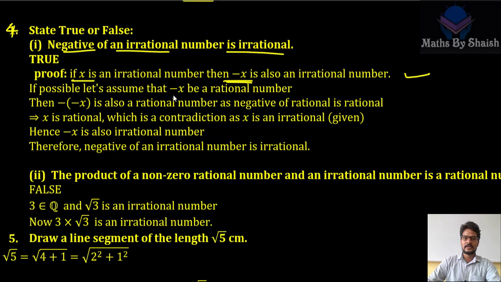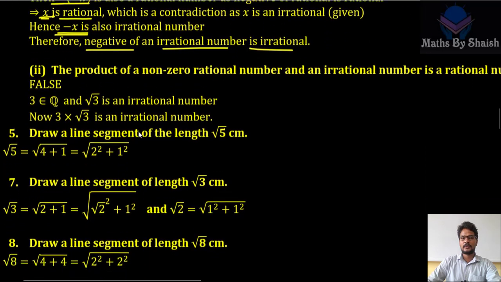So if possible, let's assume minus x is a rational number. The negative of a rational number is again a rational number. So minus of minus x, the two minuses cancel, and we get x as a rational number. But it is given that x is an irrational number, which is a contradiction. Hence minus x has to be irrational, because our assumption is wrong. Therefore the negative of an irrational number is always irrational.